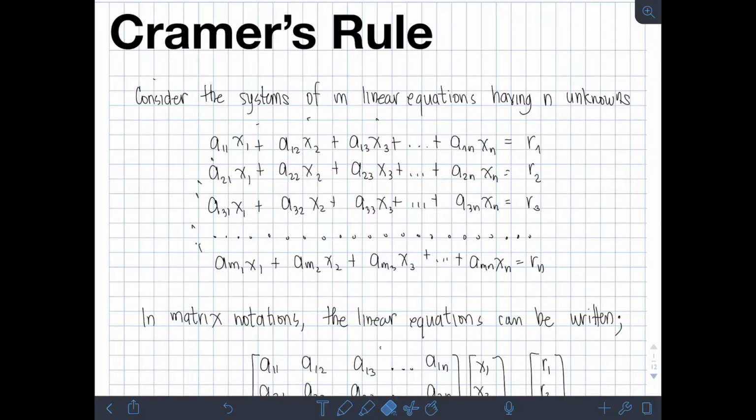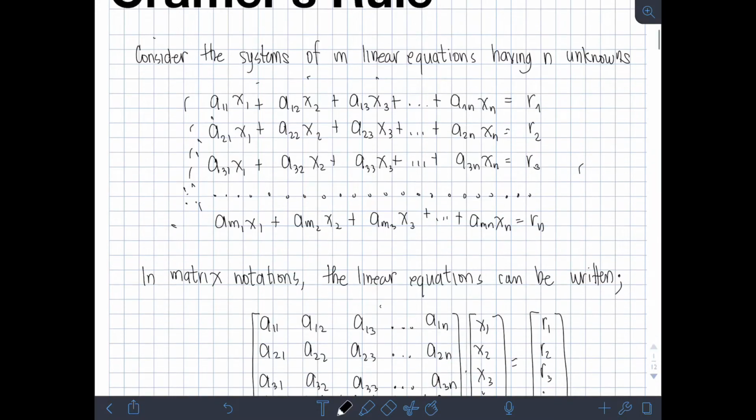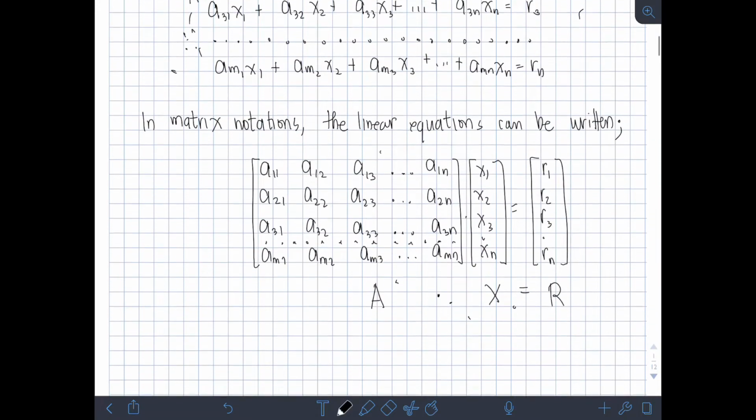Okay, so, let's say we have this systems of equation. Consider the systems of m linear equations having n unknowns. So, let's say meron tayong equations 1, 2, 3, 4, until n equation. At syempre, dahil meron tayong n equations, meron din tayong n unknowns. So, itong equations natin na to, pwede nating isulat yan in matrix notation.